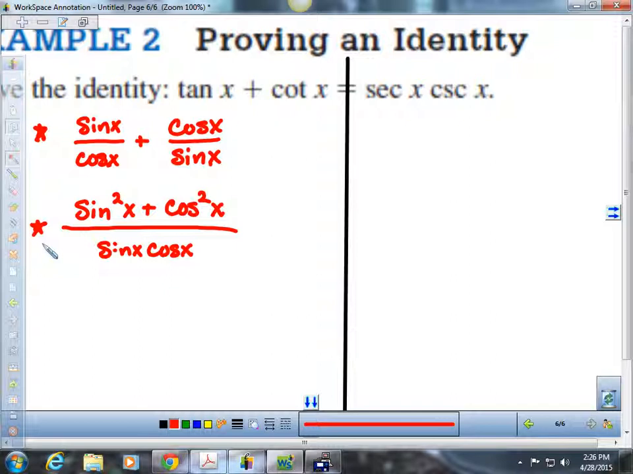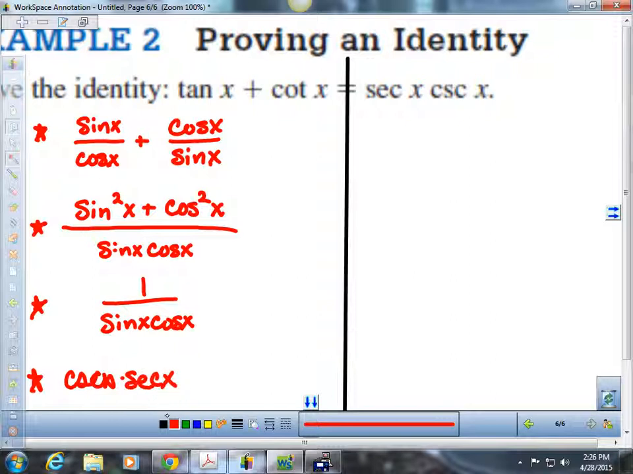Okay. What do I recognize now? What is the top equal to? 1 over sine x cosine x. Well, that's only one term. And as I look on the right side, there's only one term as well, right? Okay, well, what is 1 over sine x? Cosecant x times, what is 1 over cosine x? Secant x.